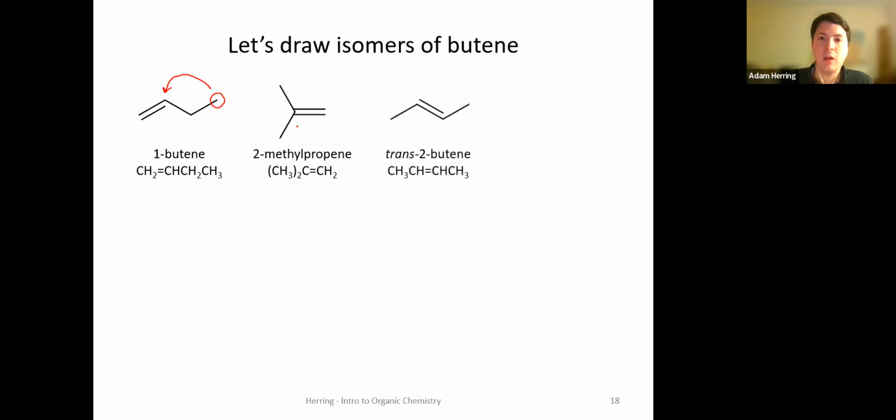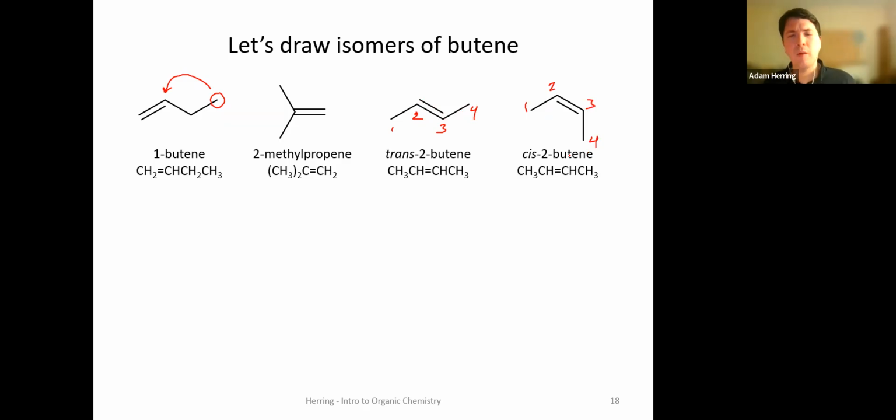Okay? We could get trans-2-butene. Trans-2-butene, we've essentially put the double bond in between carbons 2 and 3. And then finally we have cis-2-butene. And here as well, we see that the double bond is between carbons 2 and 3. But these molecules are different from each other. You can see that the physical arrangement of those atoms is different.